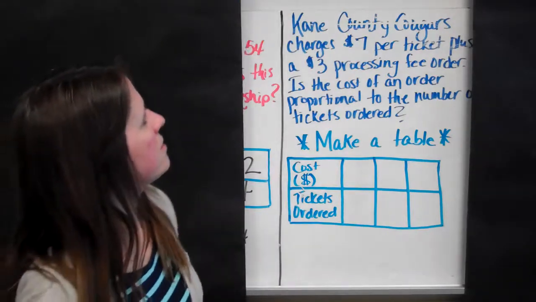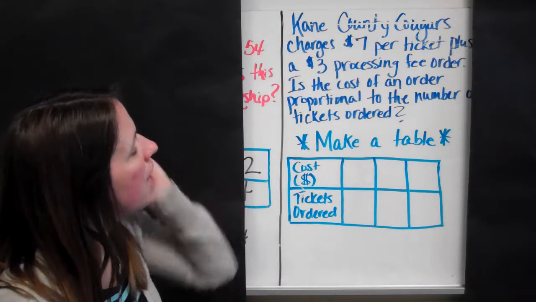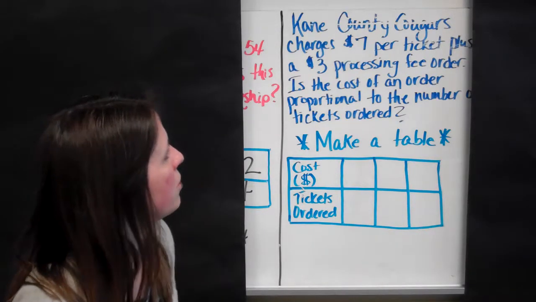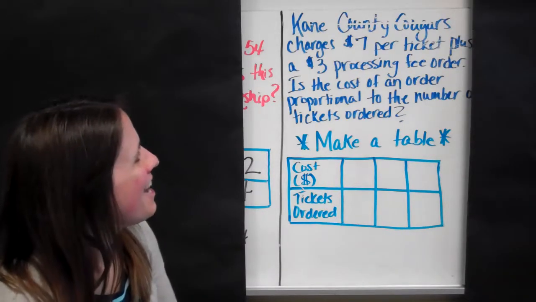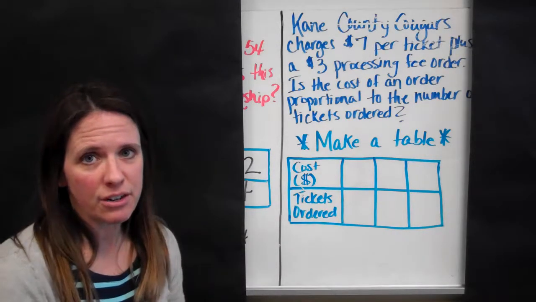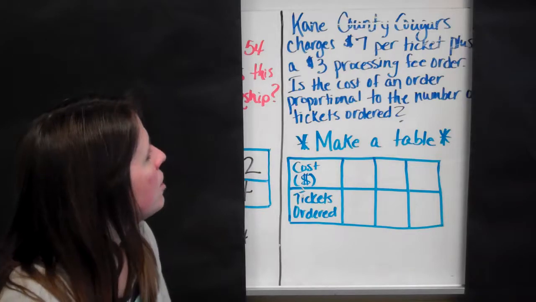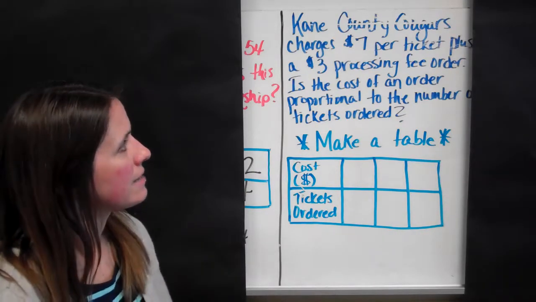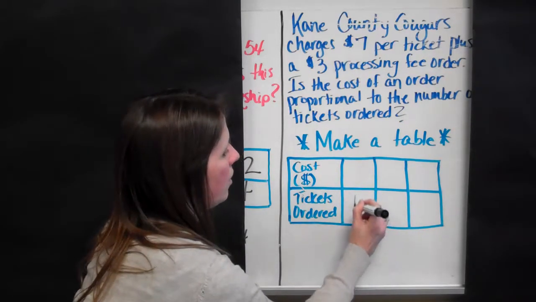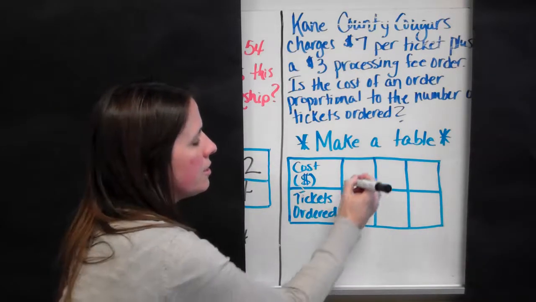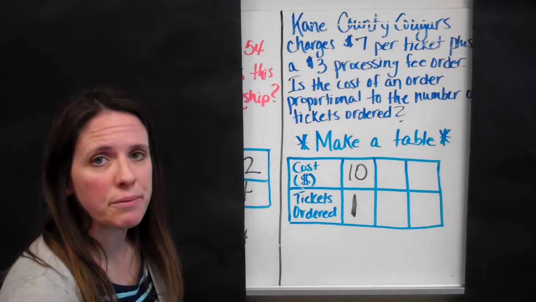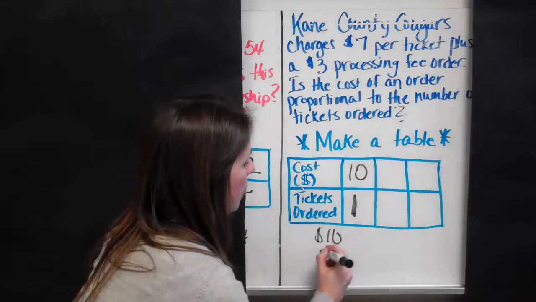Talking about buying tickets. We're buying tickets to a King County Cougars game, and they charge $7 per ticket plus a $3 processing fee, order fee, I think it should say. Is the cost of an order proportional to the number of tickets ordered? Again, you're going to make a table to help you organize your data. So we know that if you get 1 ticket, you're paying $7, but also $3 for the processing fee. So $7 and then add the 3, the total cost is going to be $10. This actually gives us our unit rate. We see that it's $10 for 1 ticket.